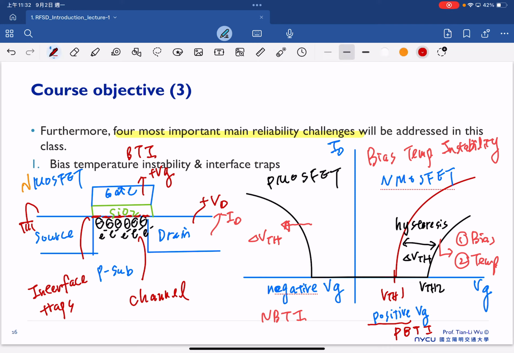So the traps, basically the function of the trap is to capture some carriers. In this case, we consider the electron. Of course, you can capture the holes here. So it depends on what kind of trap. It can be electrons or holes. That depends. We will talk about the different traps later. So first, that's for the BTI.